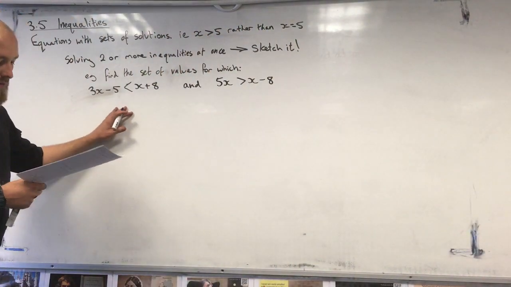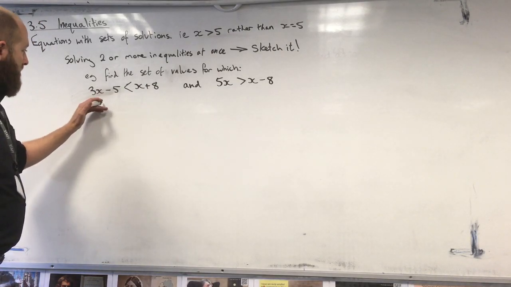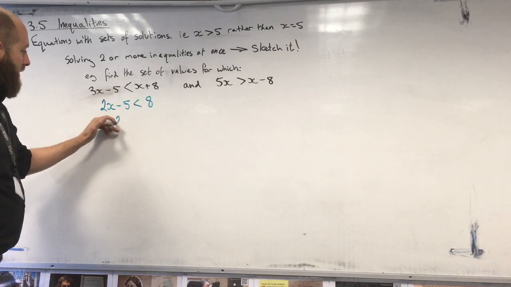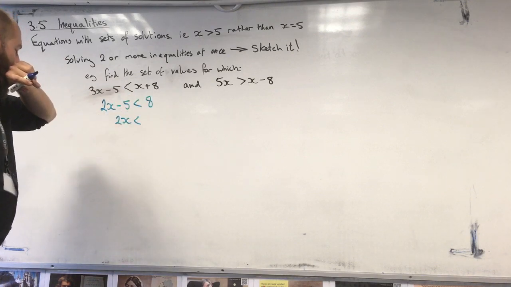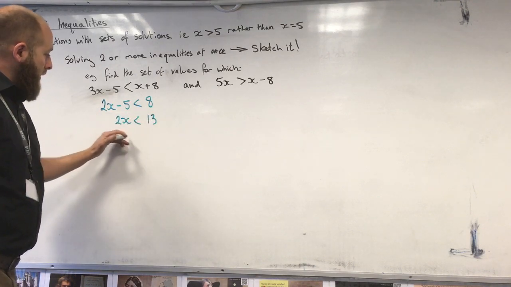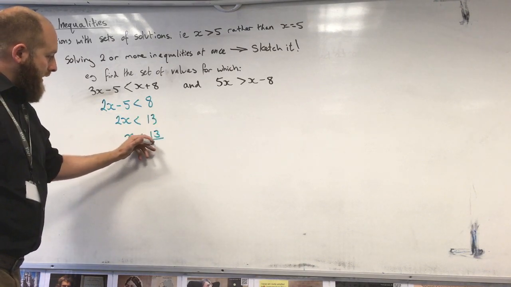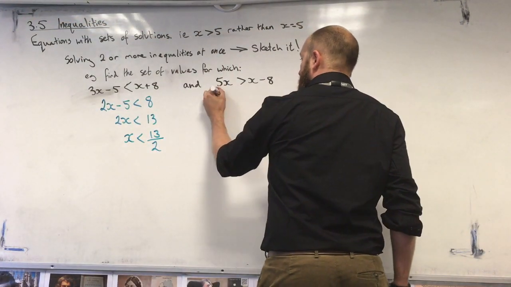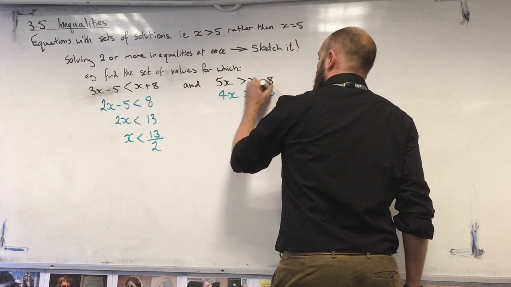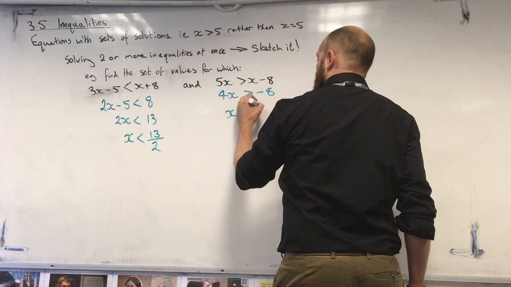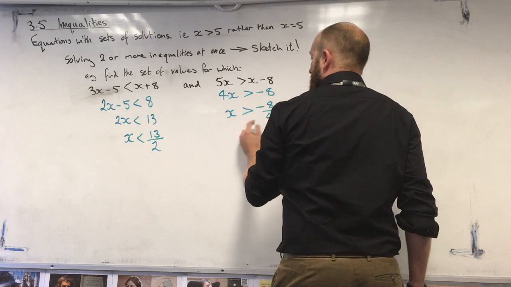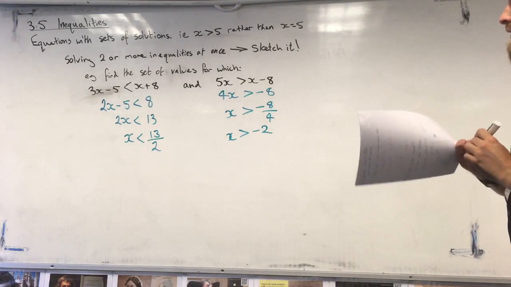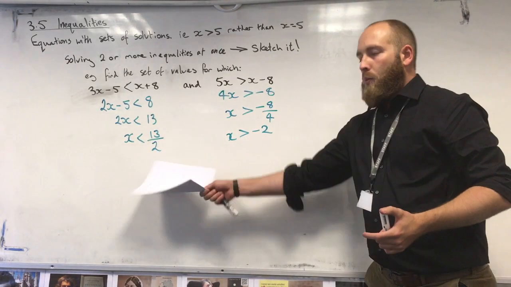So for the first one, again, similar to the example we did before, we'll subtract x from both sides, add 5 to both sides, and divide by 2. So for this inequality we have x is less than 13 over 2. This one again, take x on both sides, divide by 4, so x is greater than minus 2. So two sets of inequalities, but what is the set that works for both of these?